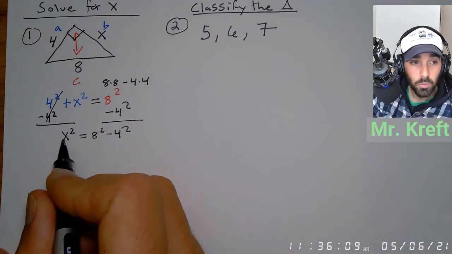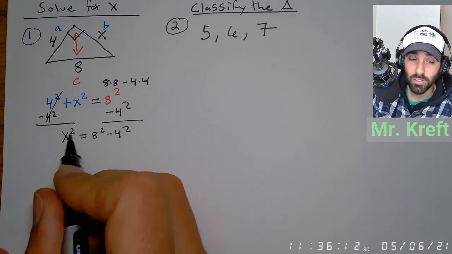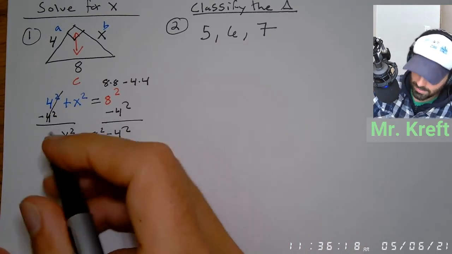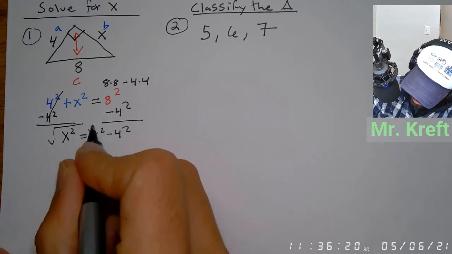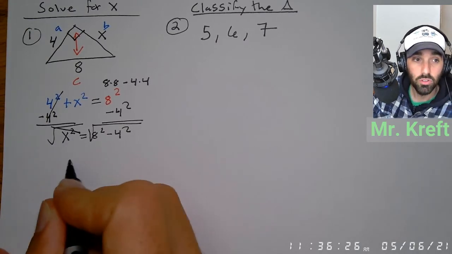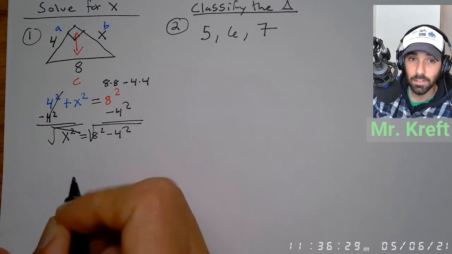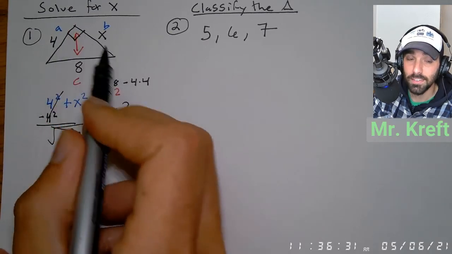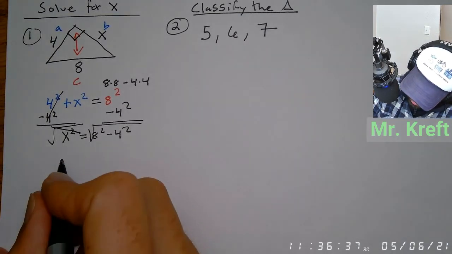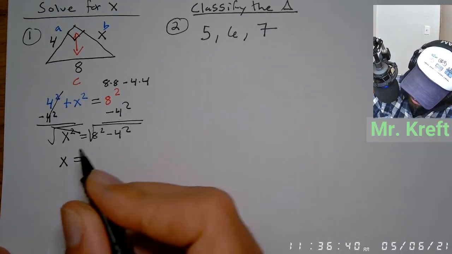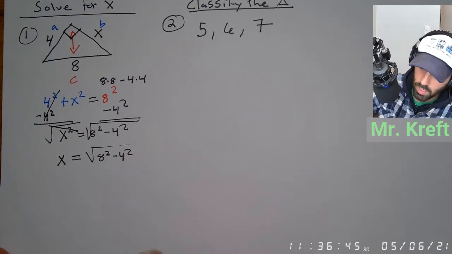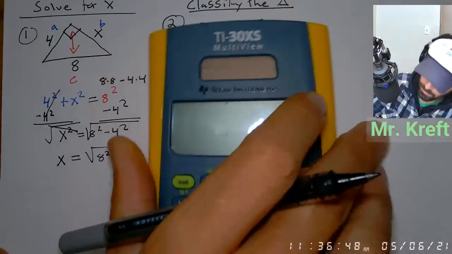Then we get to here and we say, hey, well, I have my x squared. The opposite of squared, just like the opposite of adding is subtracting, is the square root. Okay, but we have to be careful when we undo a square with the square root, we're going to end up with 2 answers, a positive and a negative. Now, since we're dealing with distance, we only look at the positive. So we don't have to do the plus or minus. So we can do x equals the square root of 8 squared minus 4 squared. We only want the positive, we don't need the negative.